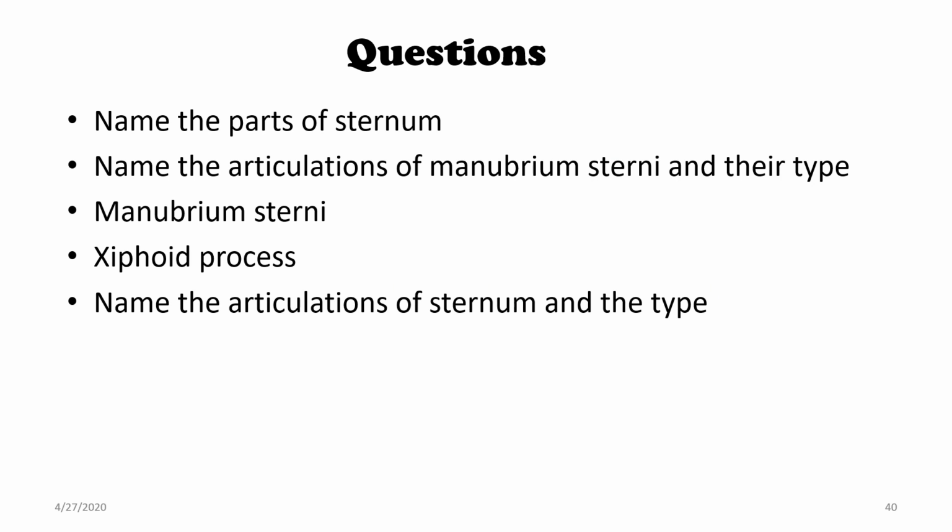Now, look at the questions which you have to answer. Name the parts of sternum. Name the articulations of manubrium sterni and their type. Manubrium sterni, xiphoid process. Or sometimes you may get a question, name the articulations of sternum and their type. So with this, now you have understood what is sternum, what are the various parts of it, and what are the various presenting parts and their relations with the thoracic organs and their articulations with the other bones.